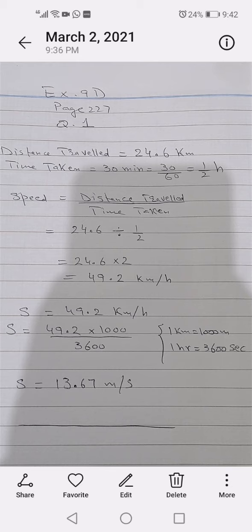Now if you do the calculations, you can use a calculator for that. In this way, if you simplify these, you are going to get the speed of the object as 13.67 meter per second. So this is a way to convert speed from kilometer per hour to meter per second, and this will also help you on question number 3 and 4, where you have to do conversions of a speed from kilometer per hour to meter per second and vice versa. Hope you got that.